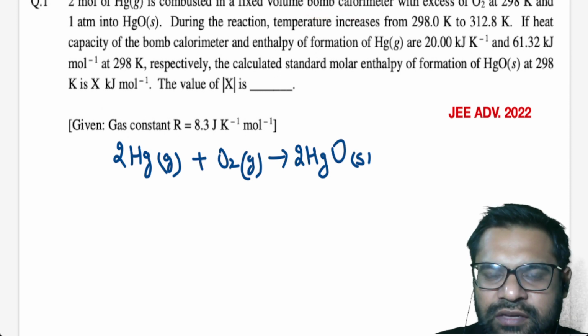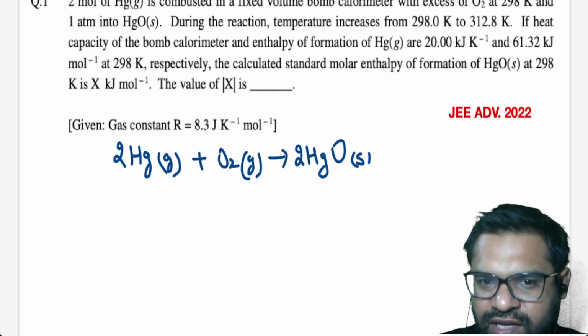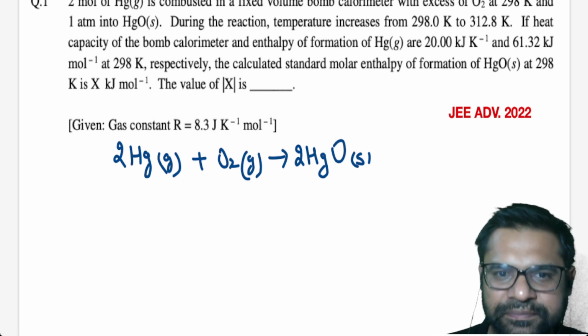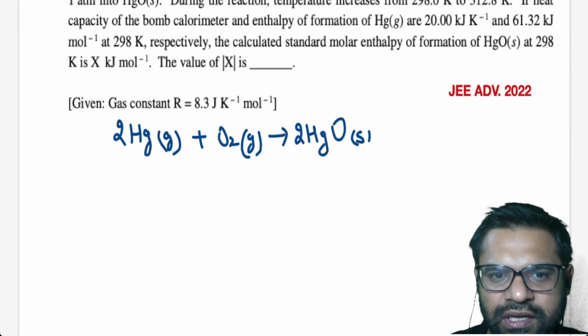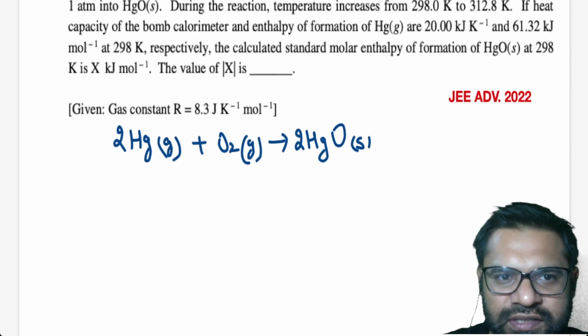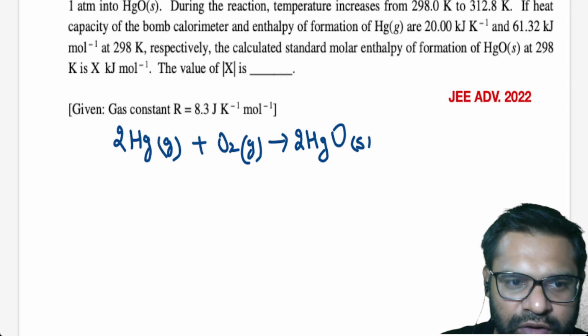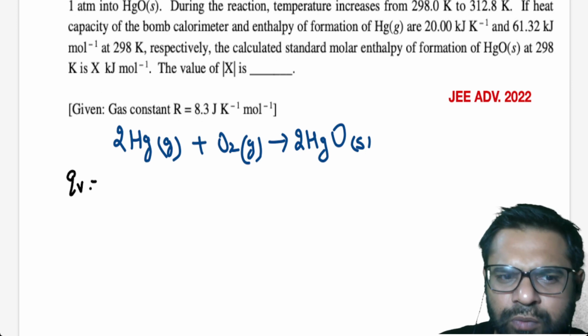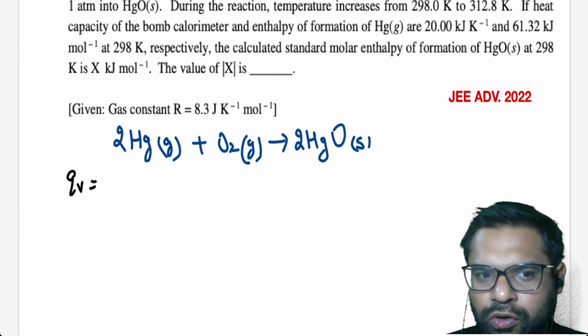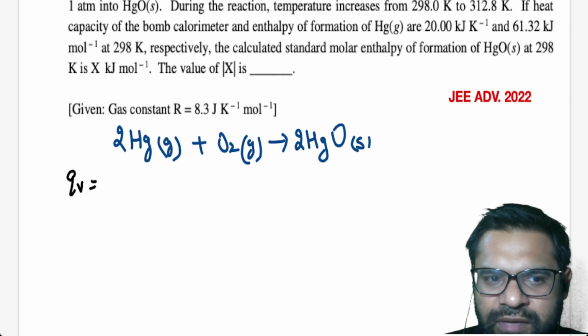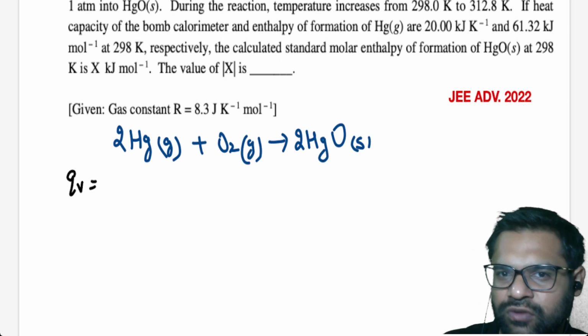Okay, so let's see first how much heat is released during this reaction. Let us do the calculation part. So first we'll need to find out how much heat is released during this reaction. Let me write it as Qv. Why do we write V over here? Because it is a fixed volume bomb calorimeter, so it means the volume is remaining constant. It means the heat is released at constant volume.